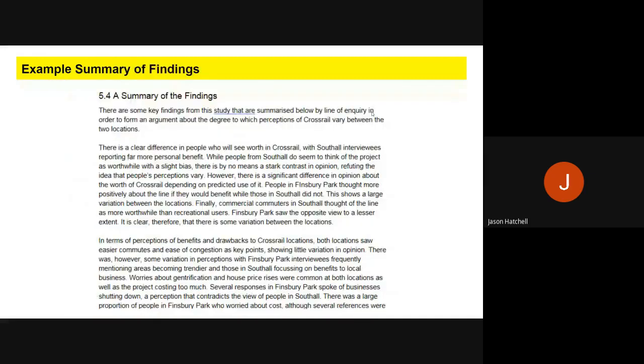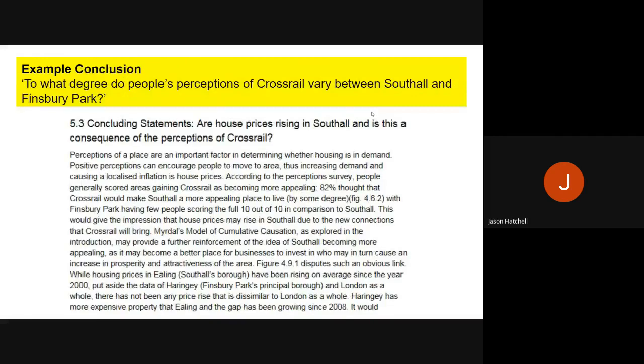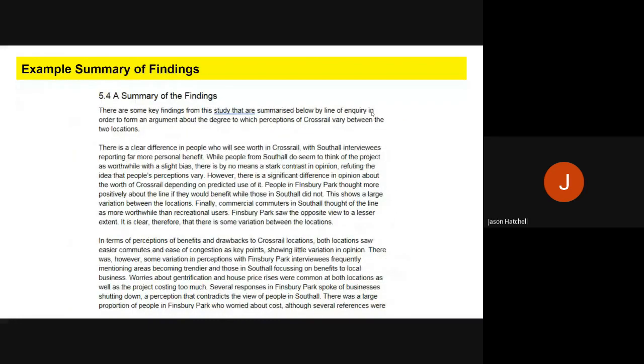And finally, then, you need a summary of findings as mentioned earlier. The summary of findings basically takes all those 3 previous paragraphs, puts it into one, and answers the overall question title. So remember, the student wanted to find out to what degree do people's perceptions of Crossrail vary between Southall and Finsbury Park. And the student here starts talking about the differences in people in Crossrail, with Southall interviewees being more personal in benefits, and then compares that to Finsbury Park, where the student has found they think more positively.